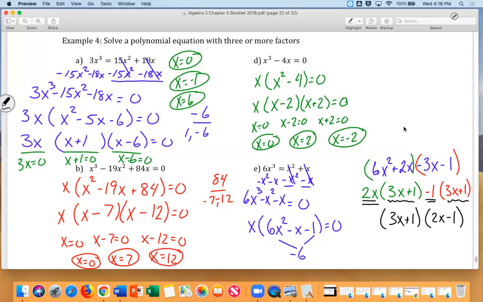And now don't forget, there was the x outside from the beginning. So it's x times all that, because remember, I need 3 answers. First answer, x equals 0. Second answer, when does 3x plus 1 equal 0? Well, if we solve that, we get -1/3. And then when does 2x minus 1 equal 0? Well, if I add 1 to both sides, I'm going to get 2x equals 1. So x equals 1/2.